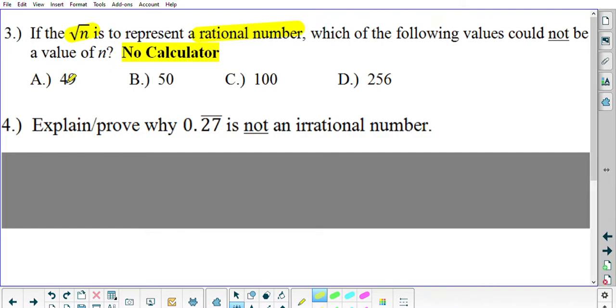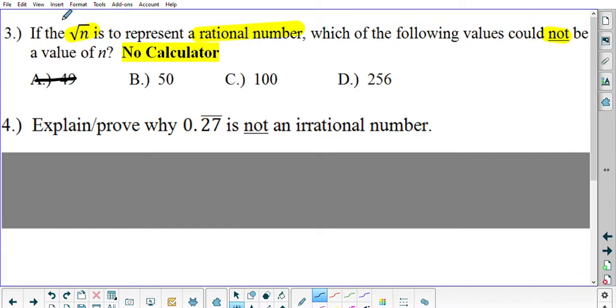All right, so would the square root of 49 equal a rational number? It would, because the square root of 49 is 7. So that could be a rational number. I'm trying to find which one of these would not be a possible value of n. Well, 49 could be a value of n. So that is not going to be an answer to this problem. I'm trying to find the one that is not going to be a value of n. So goodbye 49.